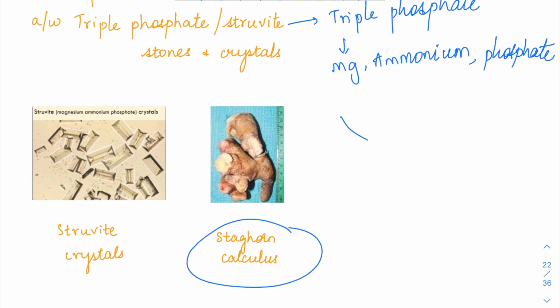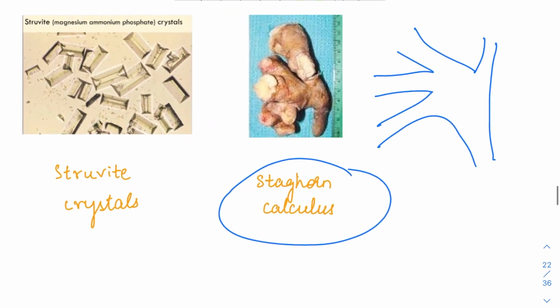This just appears like a staghorn, right? A stag is a deer, so its horn is going to appear like this, and this branching is because of its location. Suppose the stone is involving the renal pelvis, it takes the shape of that renal pelvis, and it appears like a staghorn. That is why it is called a staghorn calculus, which is composed of the struvite crystals actually. Struvite crystals take up the shape of a coffin lid. So if this is the structure, this is going to appear like a coffin lid. So a coffin lid kind of shape will be seen in struvite crystals.